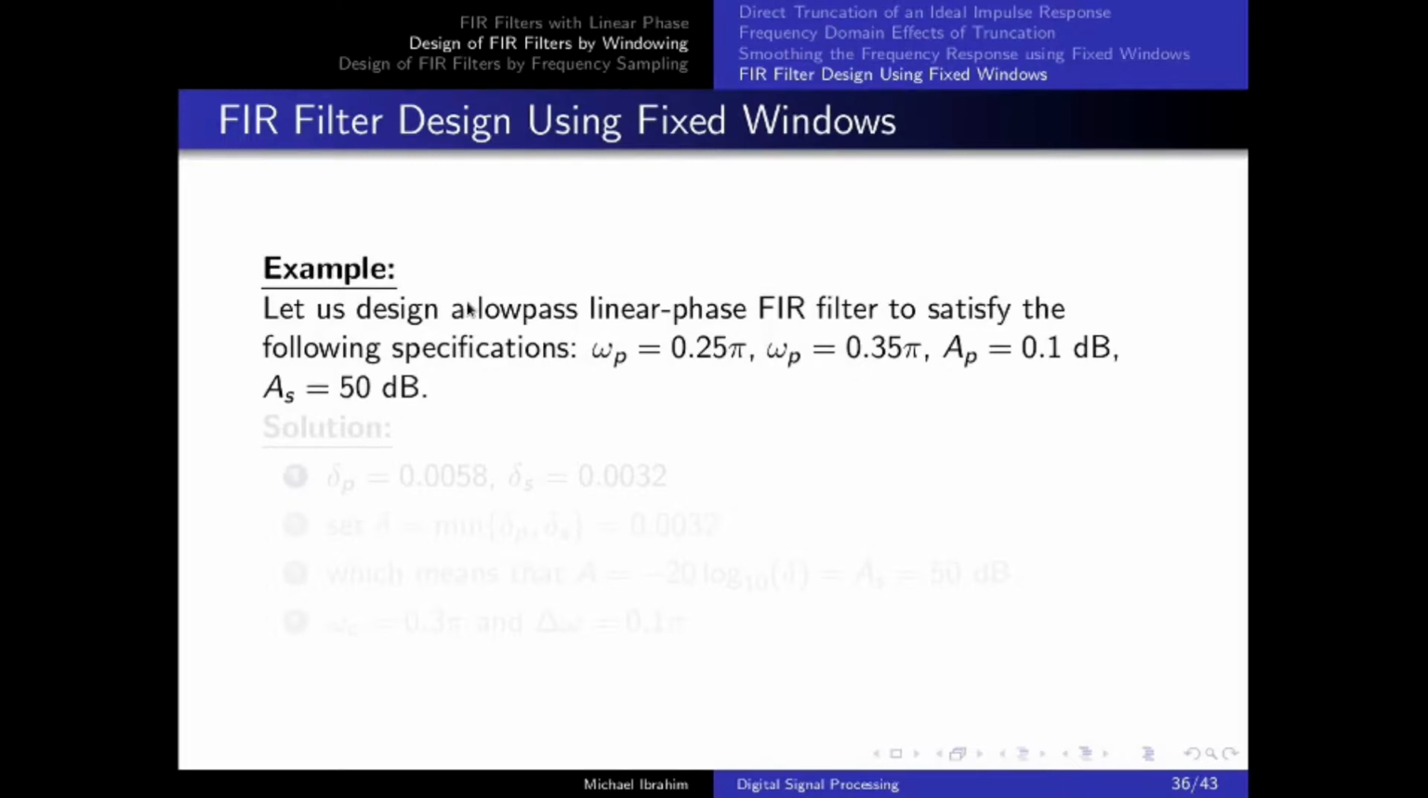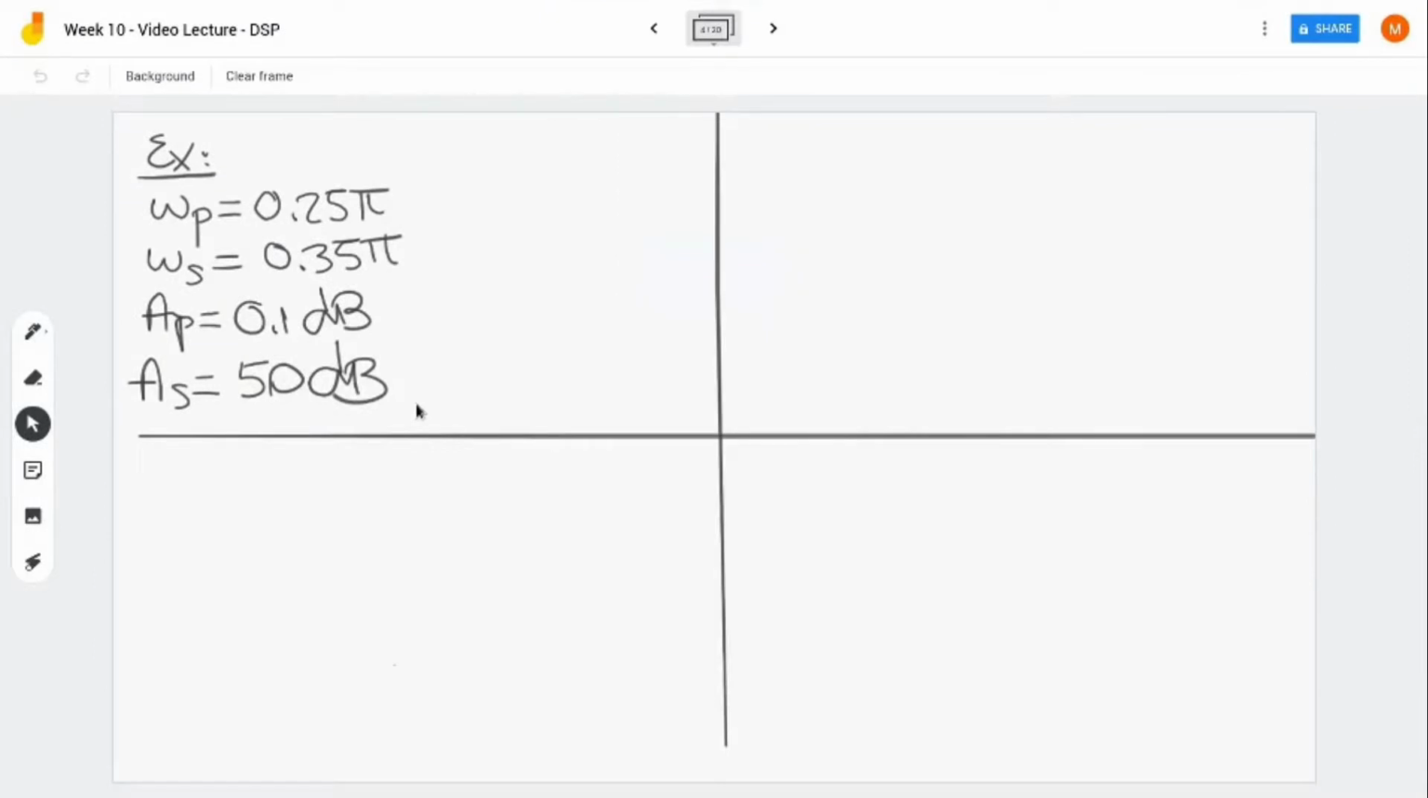So here we are asked to design a low-pass linear phase FIR filter with the following specification. Omega p, the edge of the pass band, is 0.25 pi. Omega s, this is a mistake over here, this should be omega s, equal to 0.35 pi, which is the edge of the stop band. AP, the allowed pass band ripple, is 0.1 dB, and AS, the required stop band attenuation, is 50 dB. So let's move to our whiteboard. We have omega p, omega s, AP, and AS. These are the 4 specifications we have.